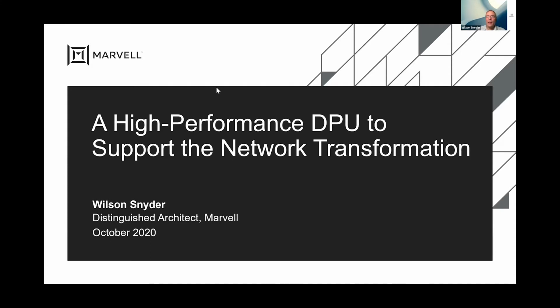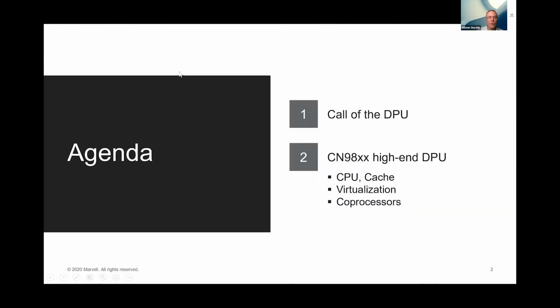So today, first I have a couple intro slides on DPU, which is a relatively new term. So talk about Marvell's view on that, which I think aligns with the rest of the industry. And then I'd like to disclose our CN98xx chip. And in addition to disclosing the chip, some of the details we'll be talking about: the CPU and cache, virtualization, and then coprocessors on the chip.